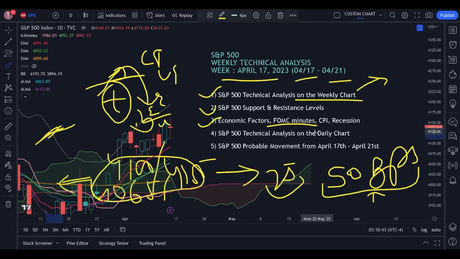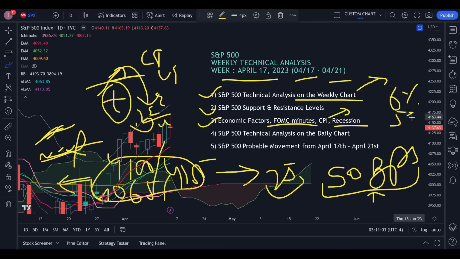So we will decode the FOMC minutes and why the committee members have said that we are expecting a mild recession. They have mentioned a mild recession. Then we will talk about the CPI, and why, even though the inflation number was good, having declined from 6% to 5%, the core inflation in the US and also in the Eurozone was still holding.